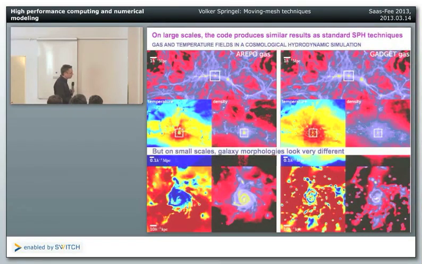Here is the gaseous disk, the star-forming disk in this galaxy in the moving mesh code, and this is the same star-forming disk in the SPH code. And, well, they're not equal, right? They show similarities. Here's a satellite coming in, but around this object there is a much more lumpy gas distribution.